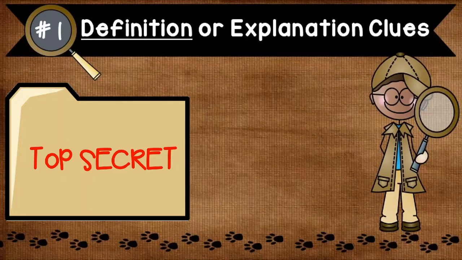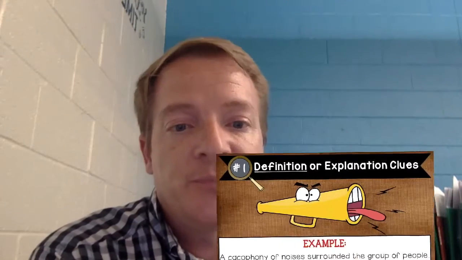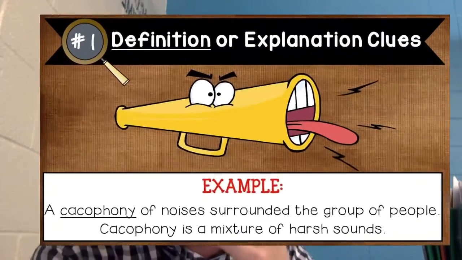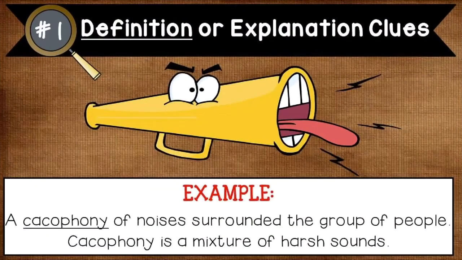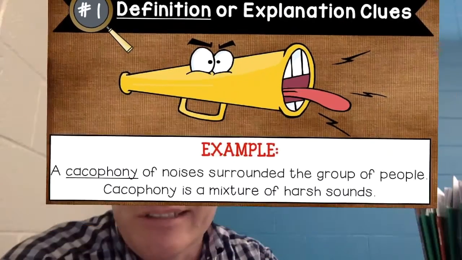Those are explanation clues. This definition or example or explanation clues, for example, a cacophony of noises surrounded the group of people. Cacophony is a mixture of harsh sounds. It tells you the definition or the explanation of what the word means in the actual sentence.